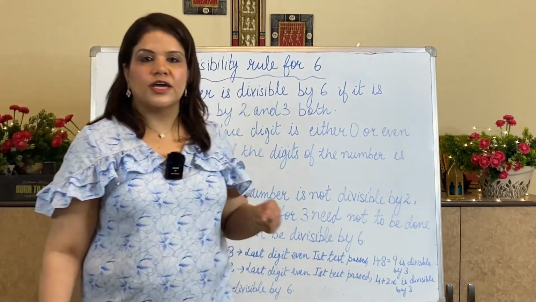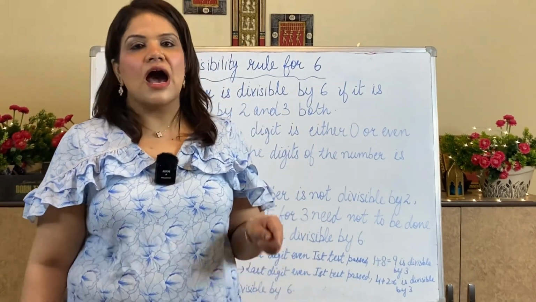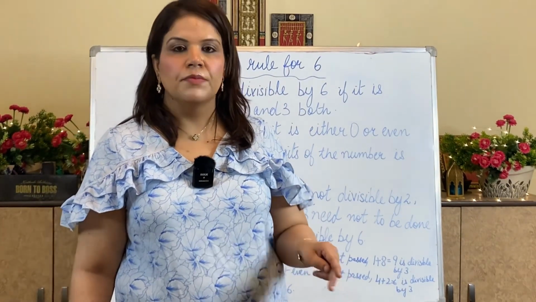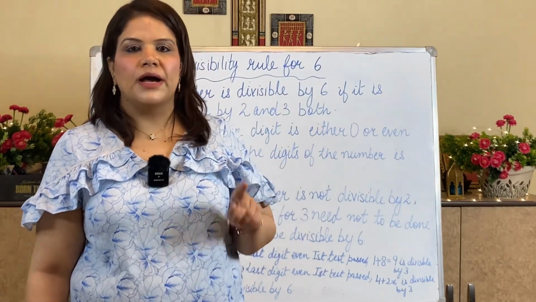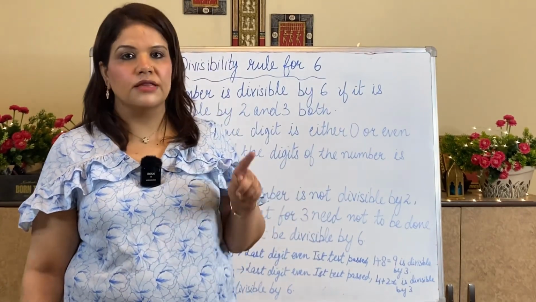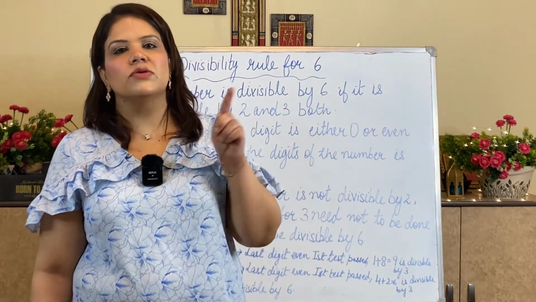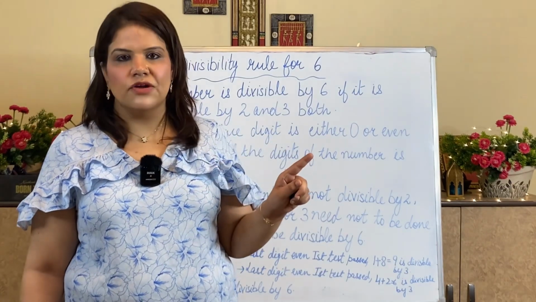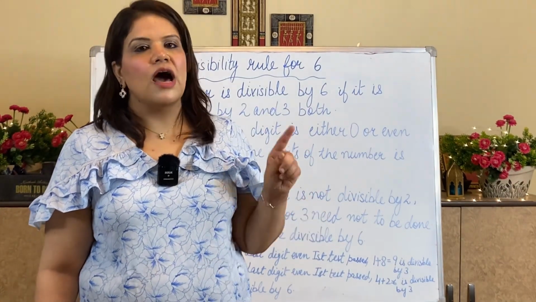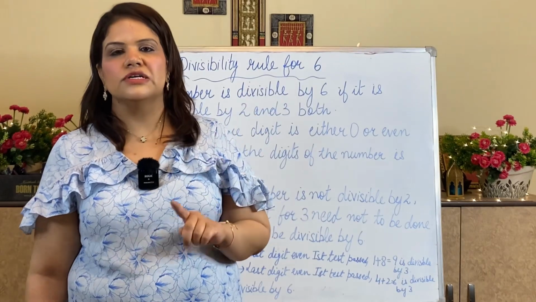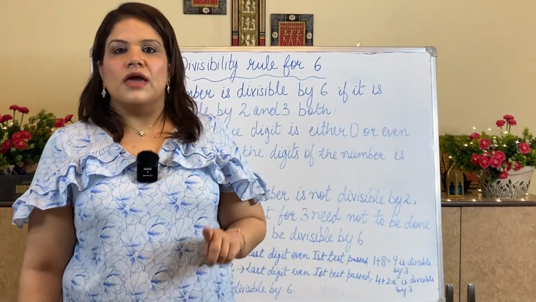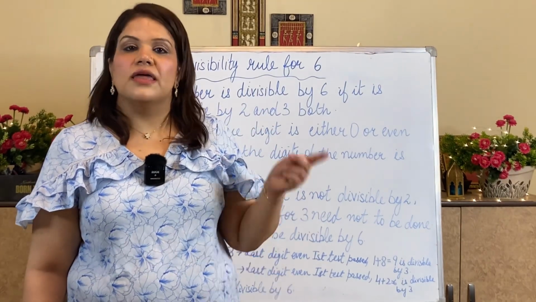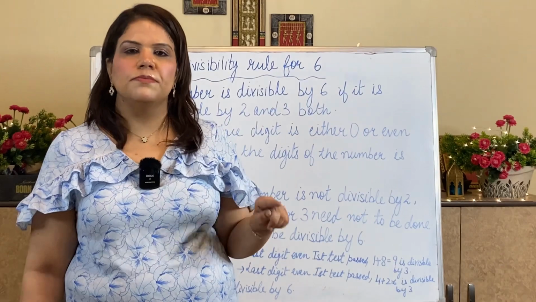That means for checking the divisibility by 6, I need to check two tests of divisibility on the given number. First, I will check the divisibility by 2, and after I am getting the positive result, then only I will go to the test of divisibility of 3. If I am not getting positive result from the test of divisibility by 2, I don't need to do the test of divisibility by 3. In case both the tests have been satisfied, then I can say the number is divisible by 6.